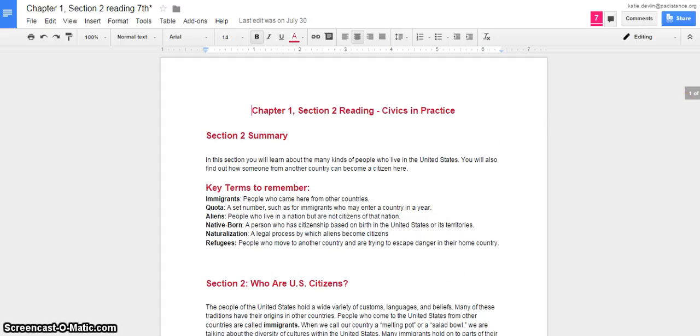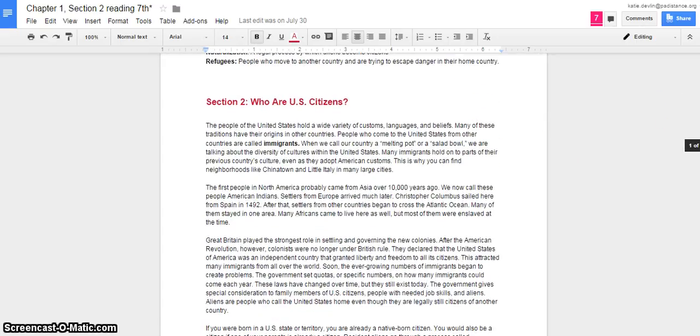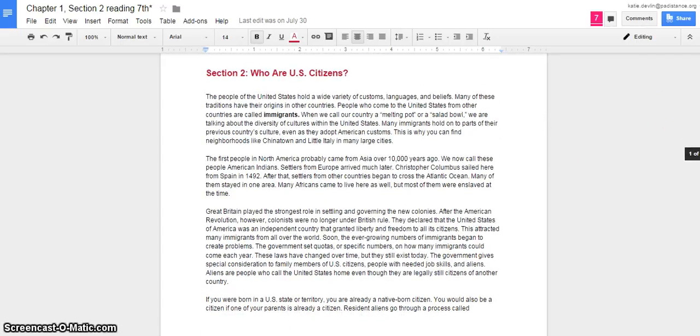Section 2. Who are U.S. citizens? The people of the United States hold a wide variety of customs, languages, and beliefs. Many of these traditions have their origins or beginning in other countries. People who come to the United States from other countries are called immigrants.